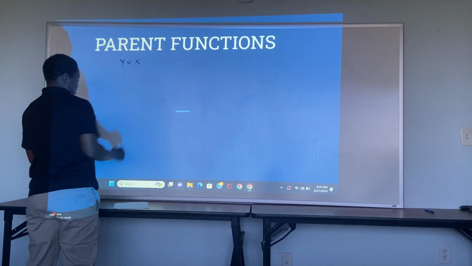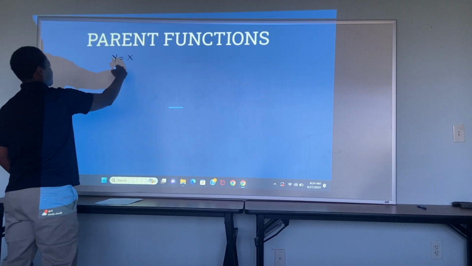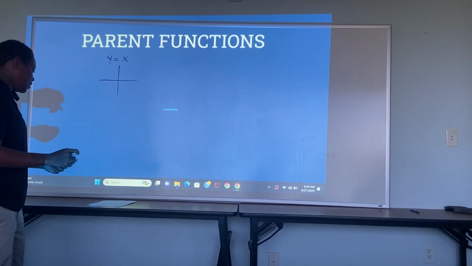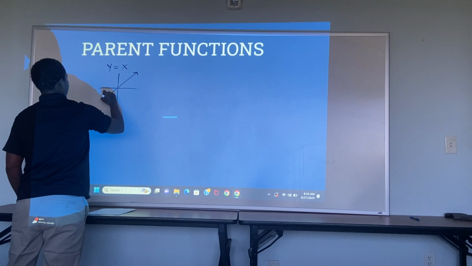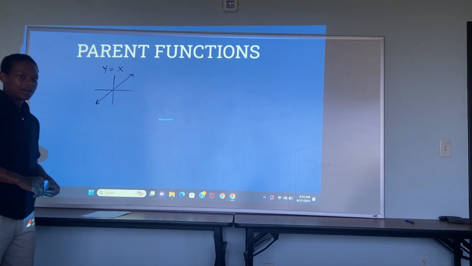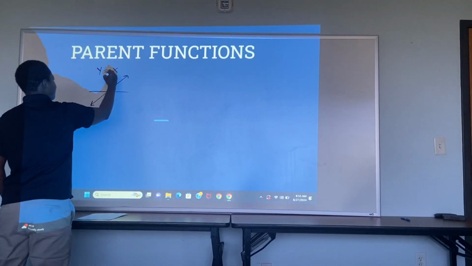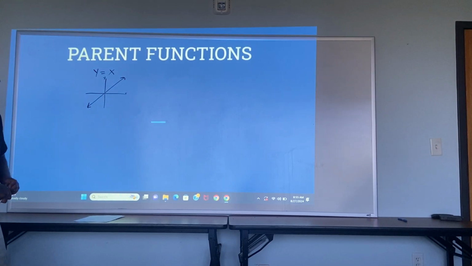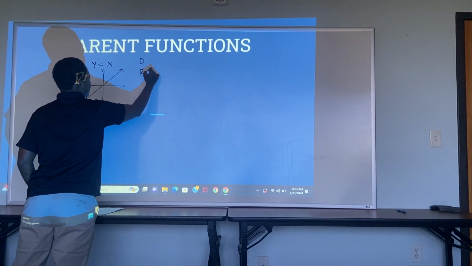Y equals x. Alright, so we also want to learn about domain and range. That's something that's going to be very important. So the parent graph of a linear equation y equals x will look like this. When you see any graph, you always want to identify what the domain and range is. This is always your y-axis, and this is always going to be your x-axis. Okay? So you always want to recognize what your domain and your range is.